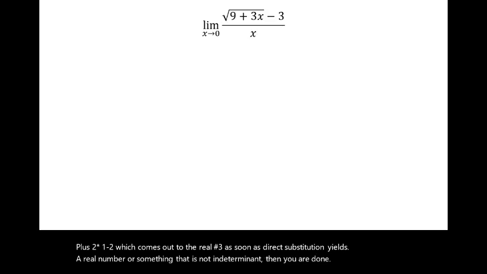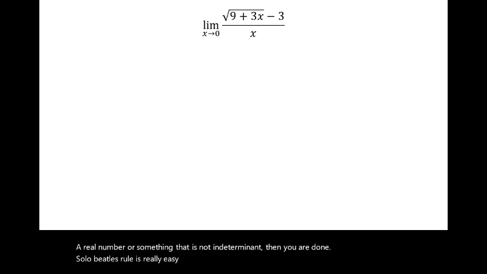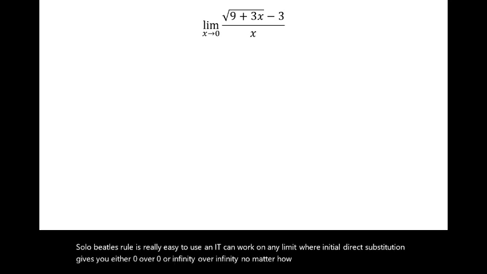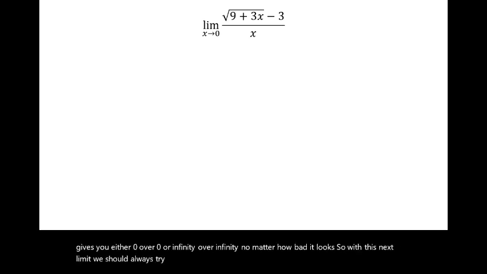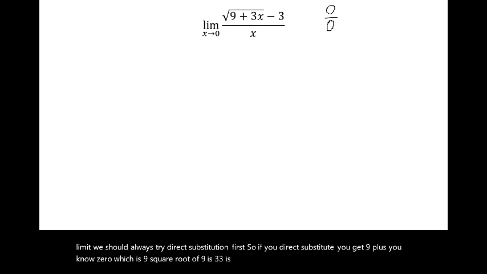So L'Hopital's rule is really easy to use, and it can work on any limit where initial direct substitution gives you either 0 over 0 or infinity over infinity, no matter how bad it looks. With this next limit, we should always try direct substitution first. If you direct substitute, you get 9 plus 0, which is 9. The square root of 9 is 3, minus 3 is 0, over 0. Because you get 0 over 0, you can use L'Hopital's rule.